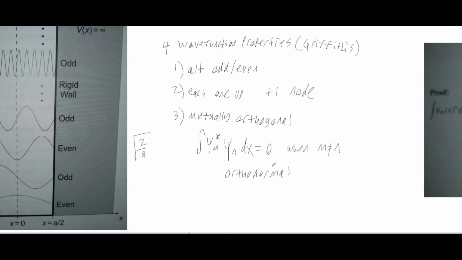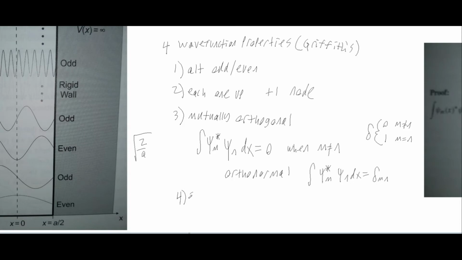And so we can actually simplify this, and we can say that if we take the integral of the complex conjugate of psi m multiplied by psi n dx, this is equal to the Kronecker delta. The Kronecker delta is defined so that it's 0 if m does not equal n, and 1 if m equals n.